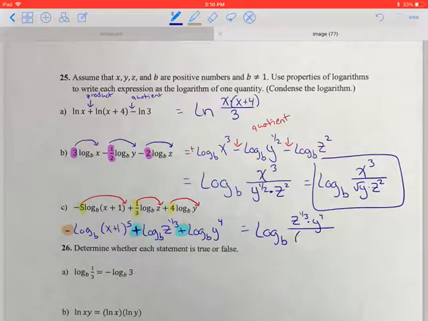The only one that has a minus is the x plus 1 to the 5th, so it goes in the denominator. Now generally we rewrite our z to the 1/3 as cube root of z times y to the 4th all over x plus 1 to the 5th.